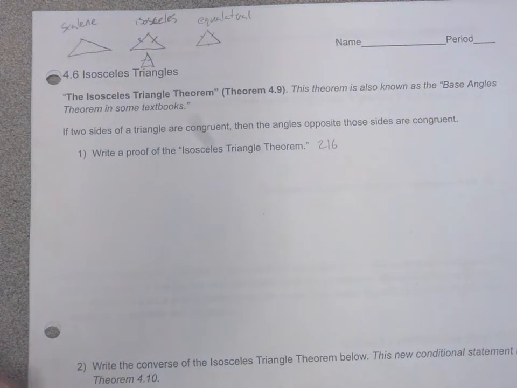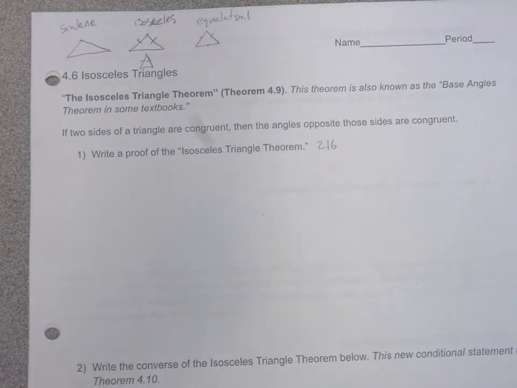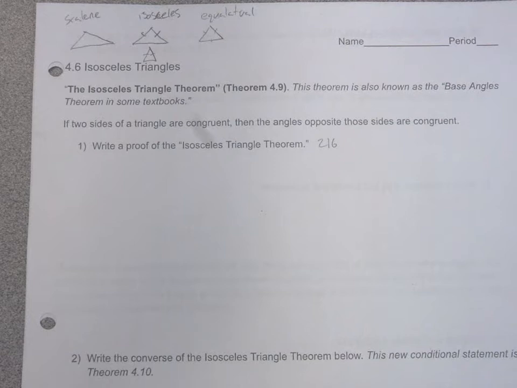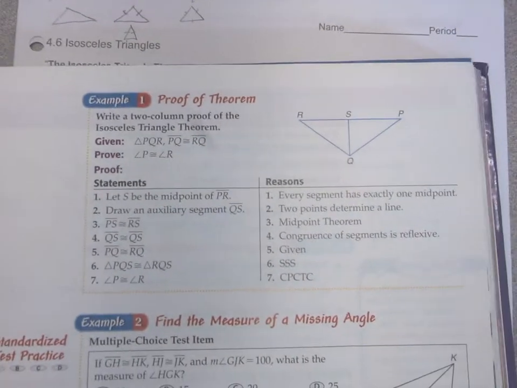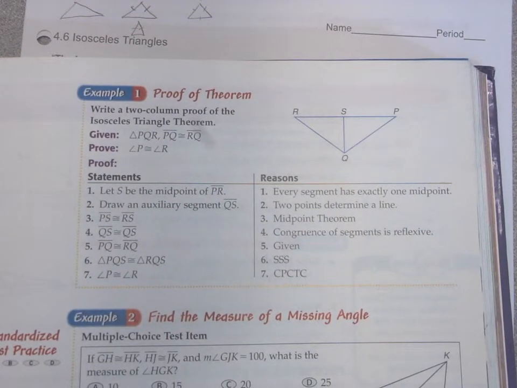All right, so we're going to write a proof for the isosceles triangle theorem. Now, it actually turns out that this proof is in your textbook. It's right here. So I'm not going to write it all the way out for you. You can kind of get it from here. But I did want to talk about how we use constructions to help.